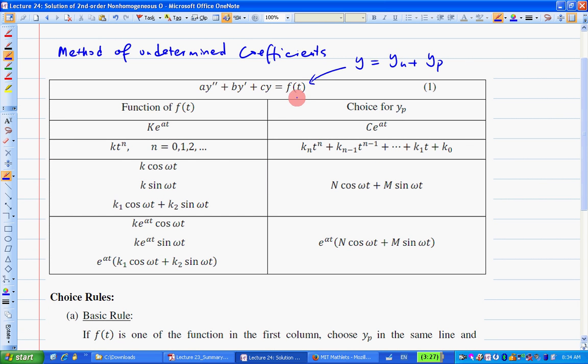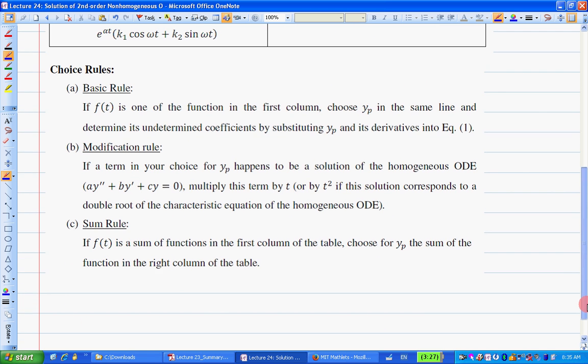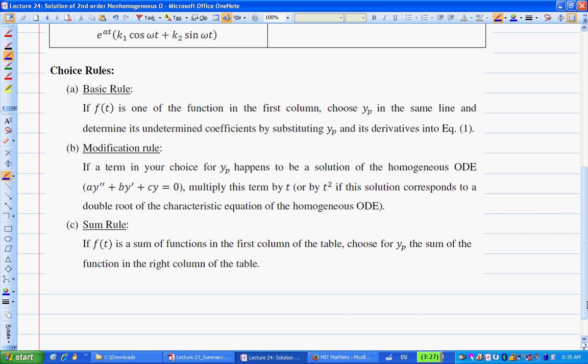The last one is the summation rule. Basically, if f of t is a summation, or addition, of each one of these forms, then yp should also be a summation of those initial guesses. So those are the three rules, and you can 100% guarantee that this will be tested in the final exam. So make sure you understand the handouts that I gave you last lecture.